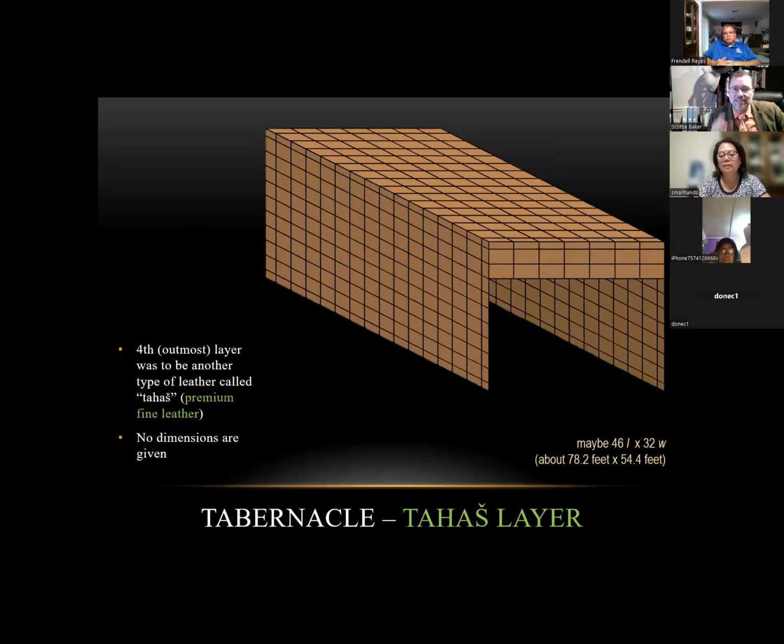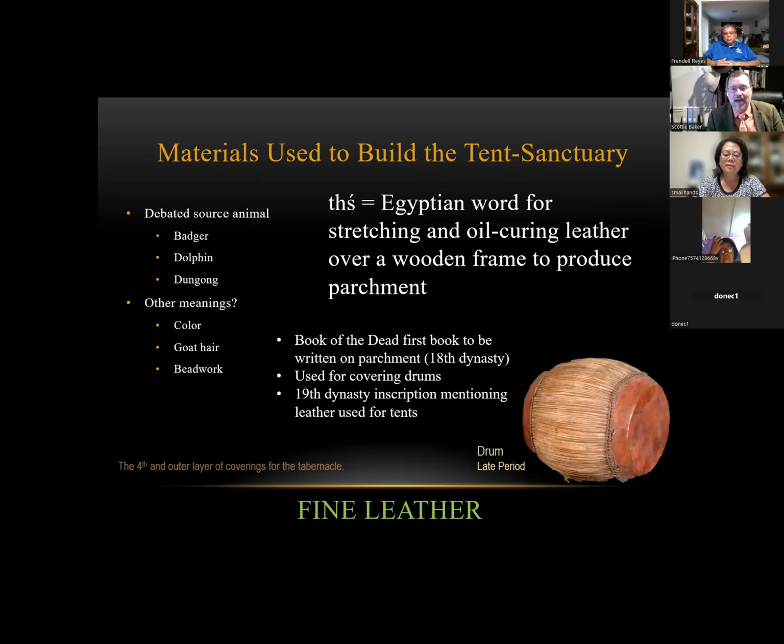And then the outer layer was another layer of leather called tahas in Hebrew. Tahas leather could be a lot of different things. I made it bigger as well, for the same reasons. In some translations you'll see badger skin, sometimes dolphin skin, sometimes dugong. Other times it's been translated as a color, sometimes goat hair again, for some reason. I'm not sure why somebody would think that. Some even think it means beaded work. There are a lot of different ideas for what the source animal is, but a scholar named Noonan did some work.